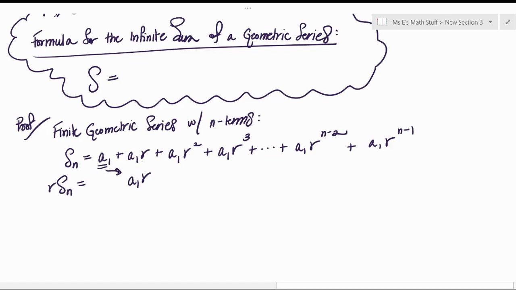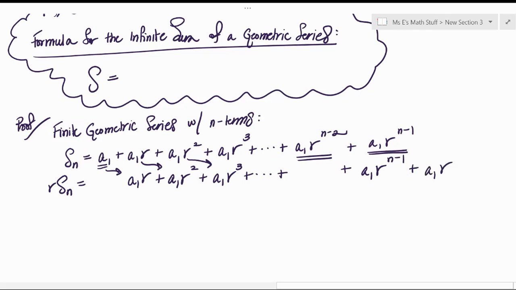And what would a sub 1 r times r be? Yep, it would be a sub 1 r squared. And multiplying each term in the previous row by r. So like take a sub 1 r to the n minus 2, multiply it by another r, you get a sub 1 r to the n minus 1. Take a sub 1 r to the n minus 1, multiply it by another r, you get a sub 1 r to the n. And then I did leave a mysterious gap here to be filled in.